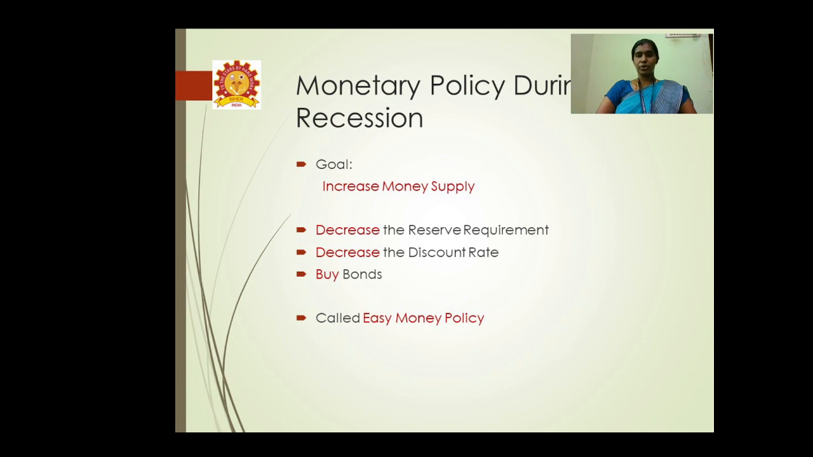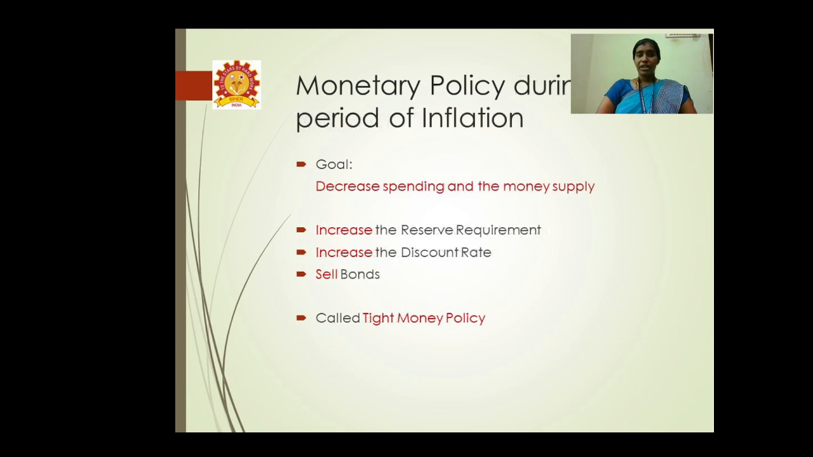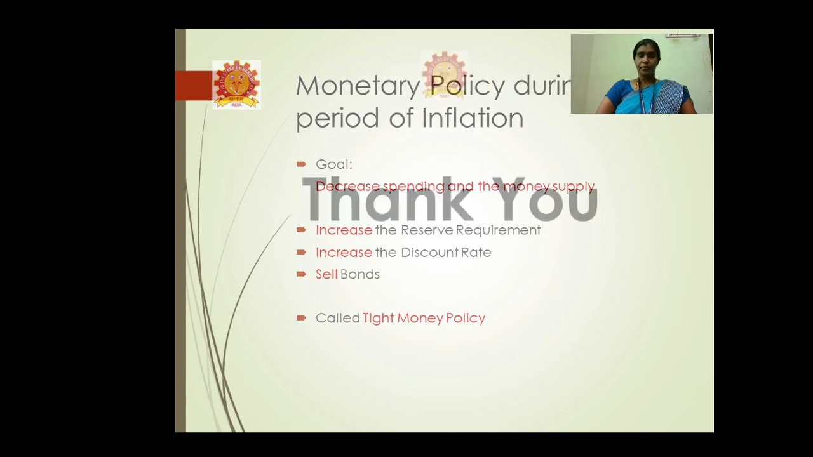Monetary policy during a recession. The goal is to increase the money supply: decrease the reserve requirement, decrease the discount rate, buy bonds. This is called easy money policy. During a period of inflation, the goal is to decrease spending and the money supply: increase the reserve requirement, increase the discount rate, sell bonds. This is called tight money policy.